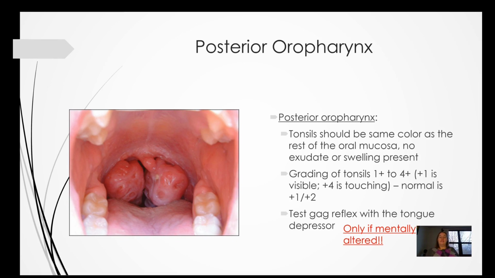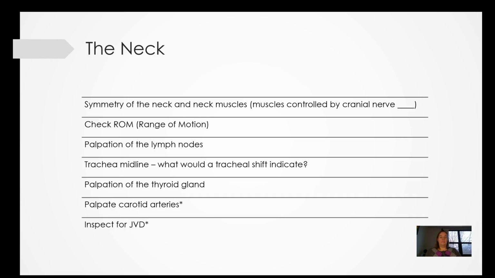You will test the gag reflex on a patient only if they are mentally altered, okay? A swollen airway, if we cannot get a breathing tube down, is a medical emergency and a very big concern. Looking at the neck, we want to look for symmetry of the neck muscles. Are they both equal on both sides? Cranial nerve 11 controls the muscles of the neck. We can check for range of motion. We want to see if our patient can touch their chin to their chest.